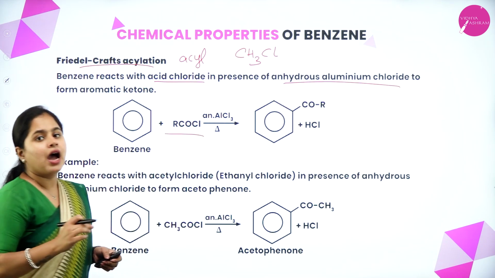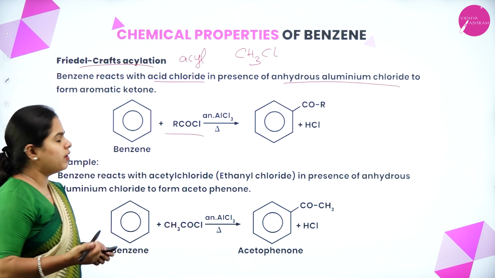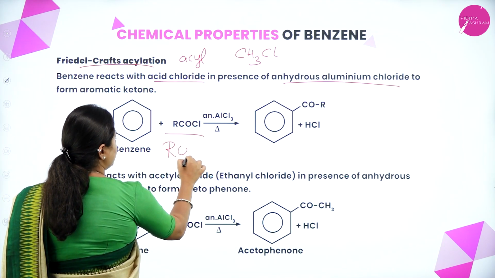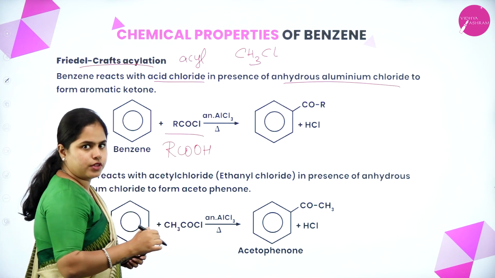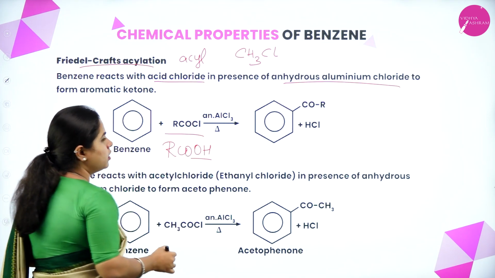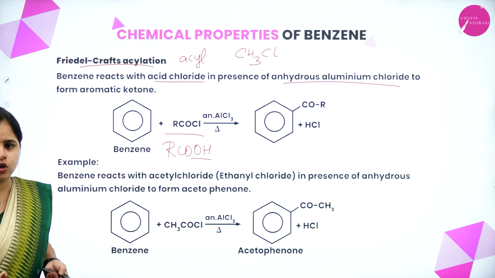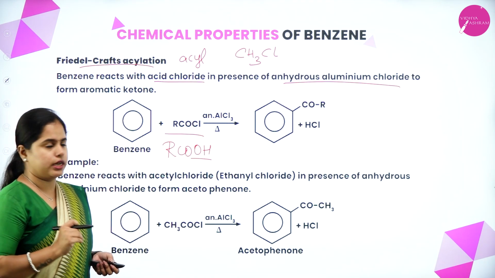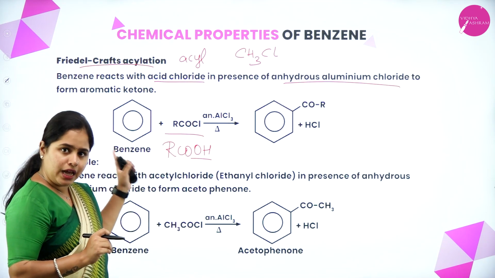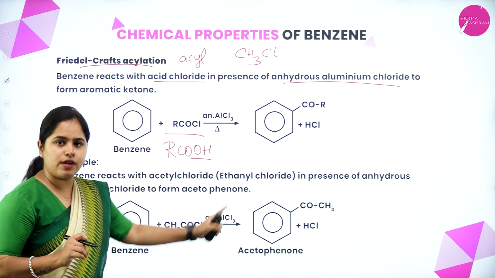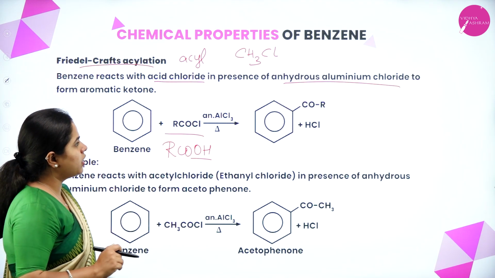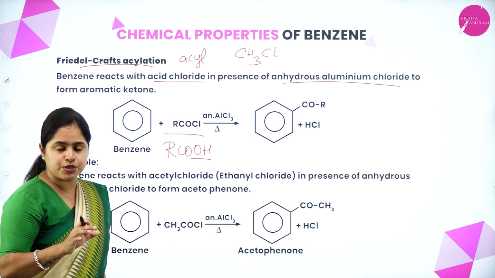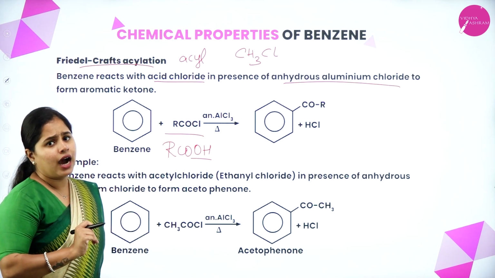So what am I going to use? I'm going to use an acid chloride here, okay? Why is it called an acid chloride? It is derived from carboxylic acid. Instead of OH, you will have the chlorine here. It's called an acid chloride because it's a derivative of carboxylic acid. So, acid chloride reacts with benzene in the presence of anhydrous aluminium chloride. What are we going to get? An acyl group will be substituted in place of the hydrogen.